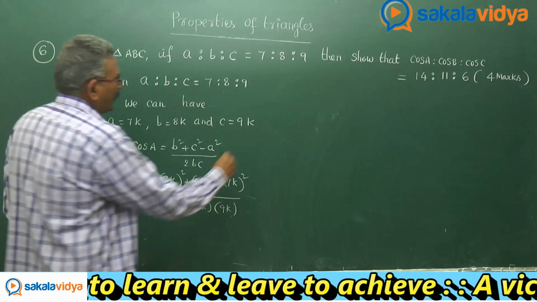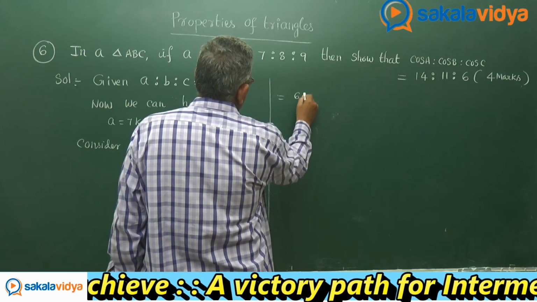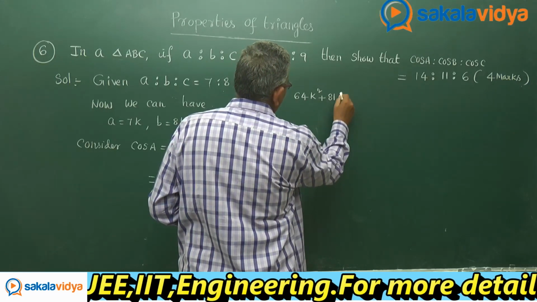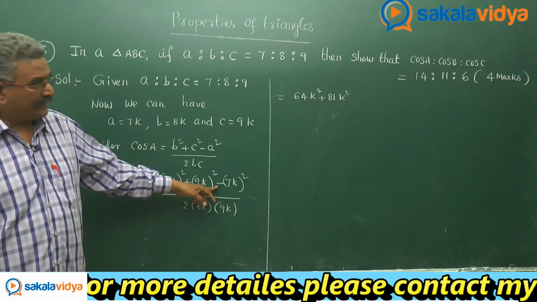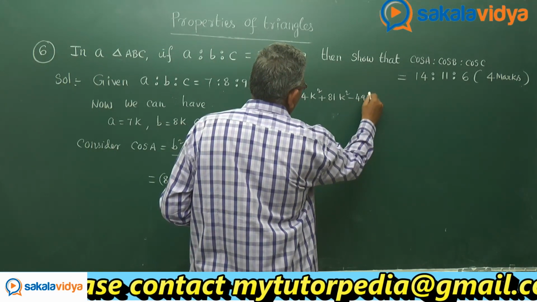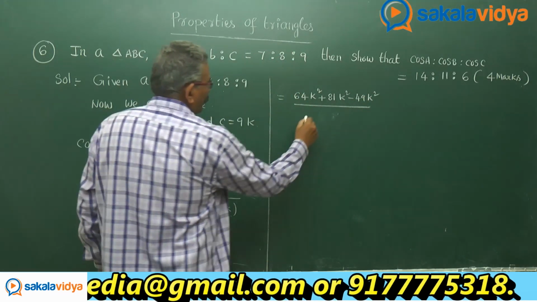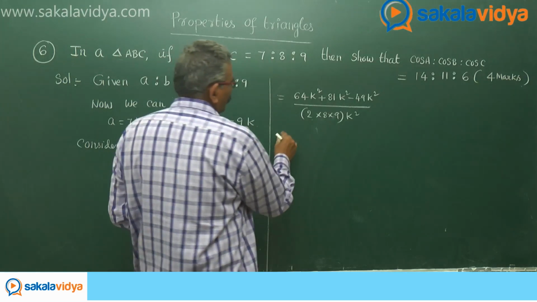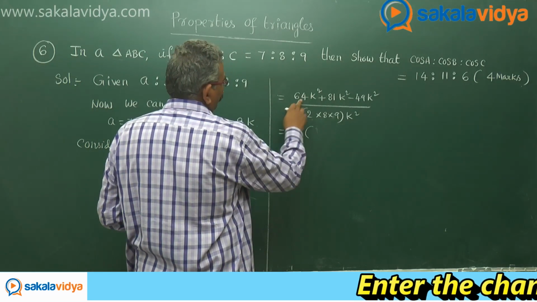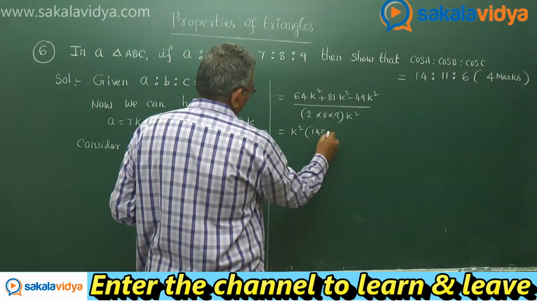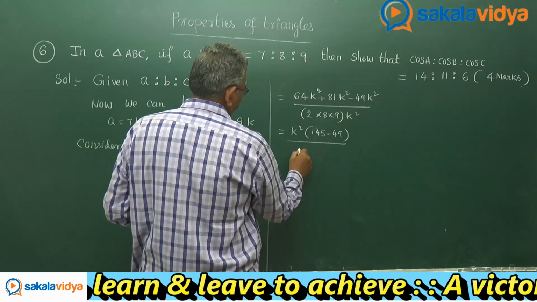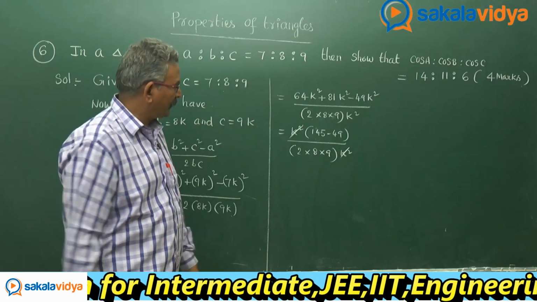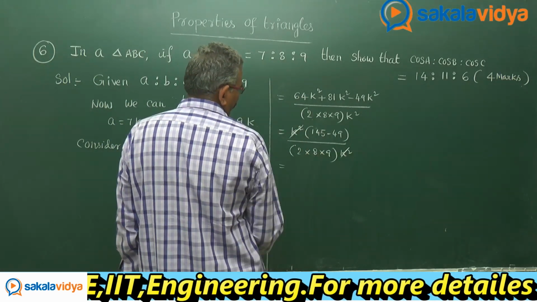(8k)² is 64k², plus (9k)² is equal to 81k². This is 49k², but we have the negative sign, so we should be very careful. 49k² upon 2 times 8 times 9 of k². You can take k² common. 64 plus 81 is 145, minus 49. Here 2 times 8 times 9 multiplied by k². K² gets cancelled. We get 145 minus 49 is 96.